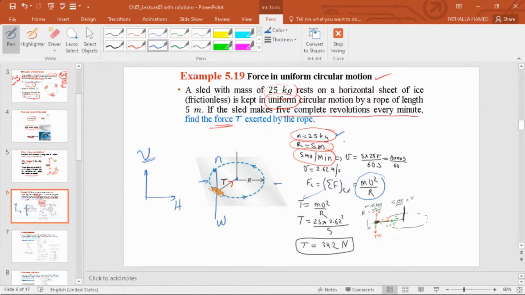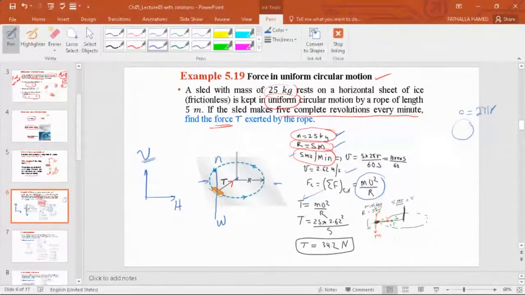Now m is given, r is given. They did not give me v, but they told me 5 revolutions per minute. A revolution means you go around the circle one complete time, and the circumference of the circle is 2 pi r. So I can get my speed by saying it's equal to 5 times 2 pi r. That will give me the distance for 5 revolutions, and 1 minute contains 60 seconds. This will give me a speed of 2.62 meters per second.